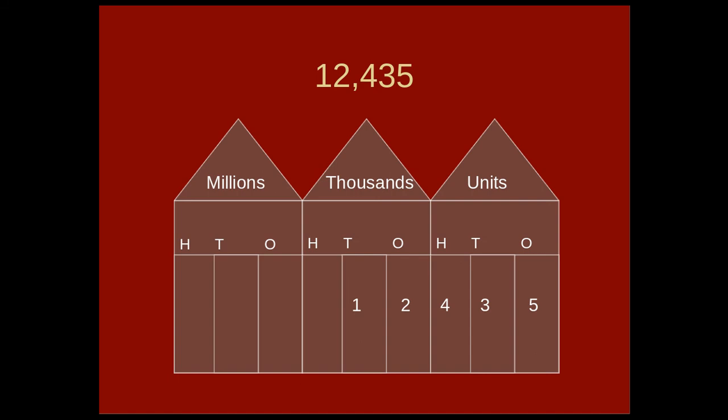Now, if we are to put a bigger number in there, you can see that it's put into the thousands house and the units house. So we would say 12, and then we'd say the word thousand. So the comma is the name. 12,435.